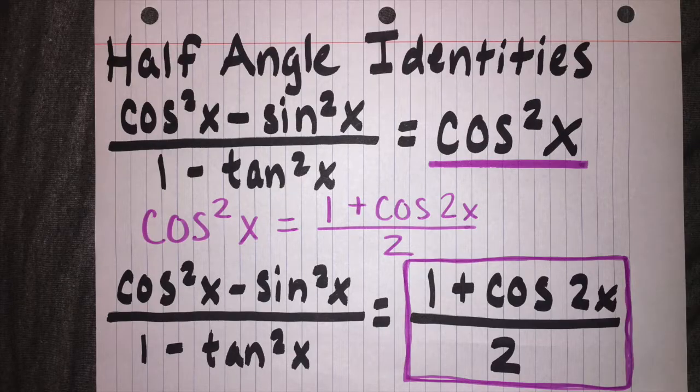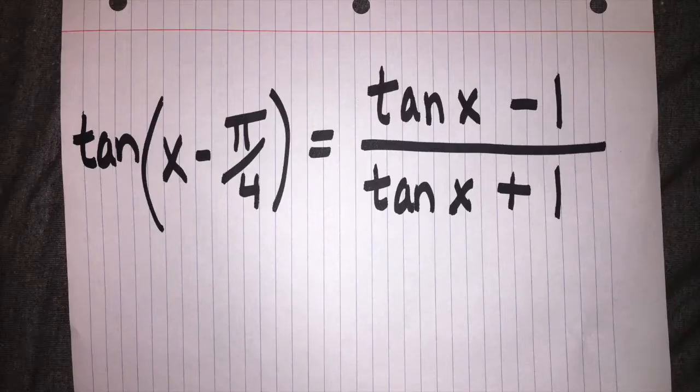We could also take the right half of the equation and use half angle identities to change cosine squared of x into 1 plus cosine 2x divided by 2. For the third and final problem, we will be using the sum and difference identities on both the left and the right side of the problem.